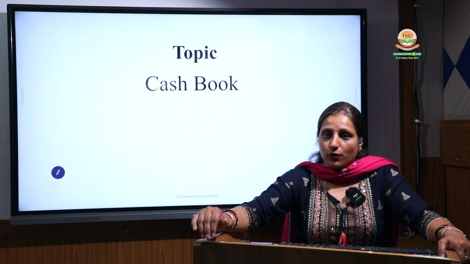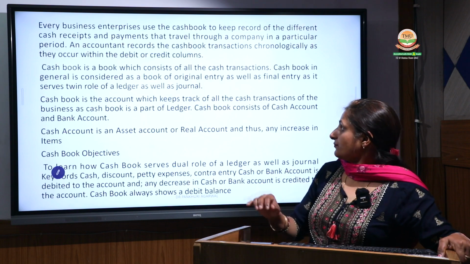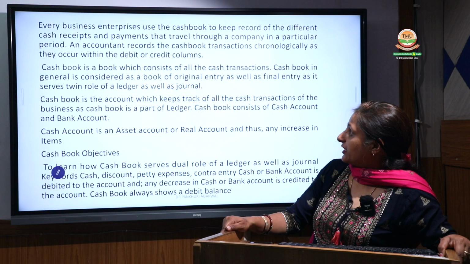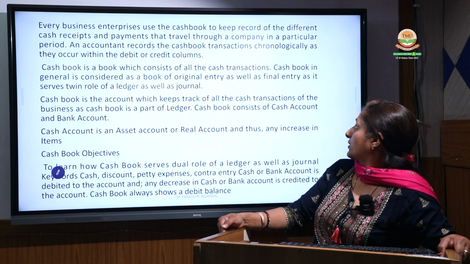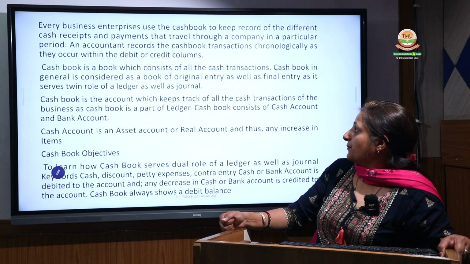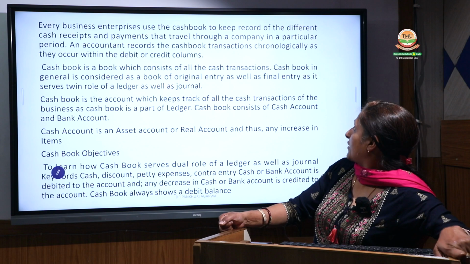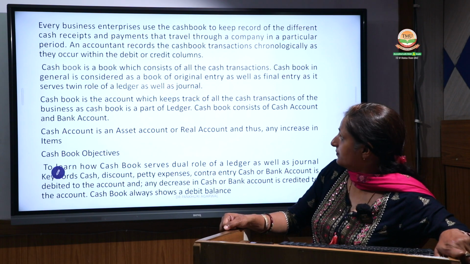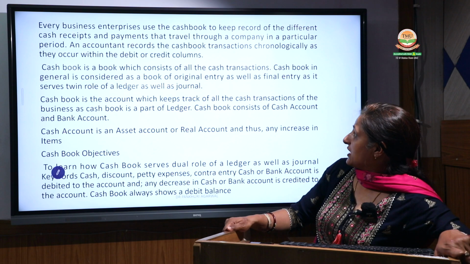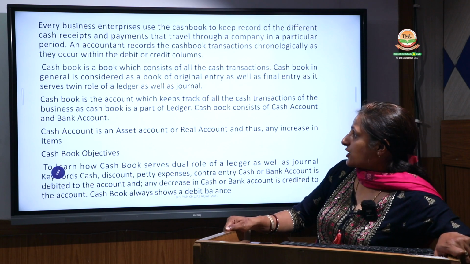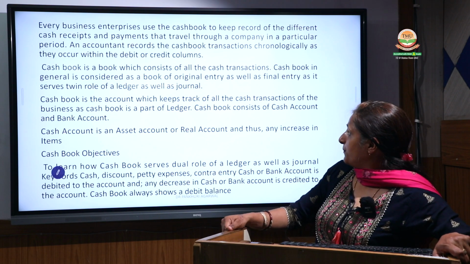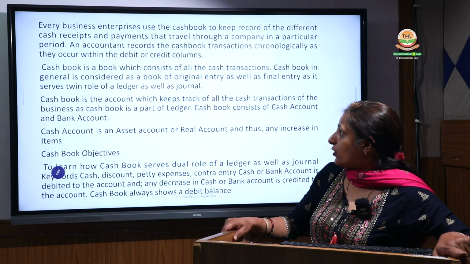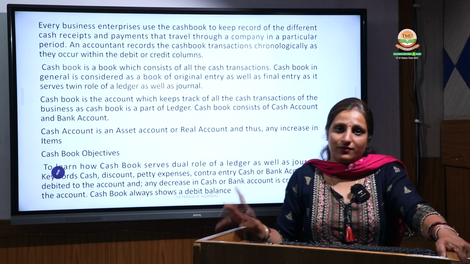As you are seeing on the board, it is written that every business enterprise uses a cash book to keep the record of the different cash receipts and payments that travel through the company in a particular period. An accountant records a cash book transaction chronologically as they occur within the debit or credit column. Cash book is a book which consists of all the cash transactions. Cash book in general is considered as a book of original entry as well as final entry, and serves a twin role of a ledger as well as a journal.